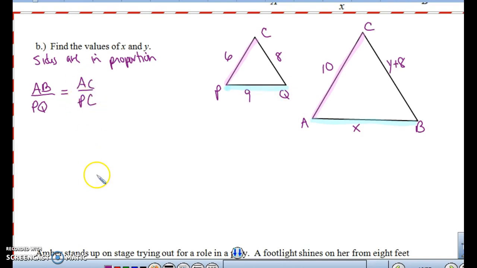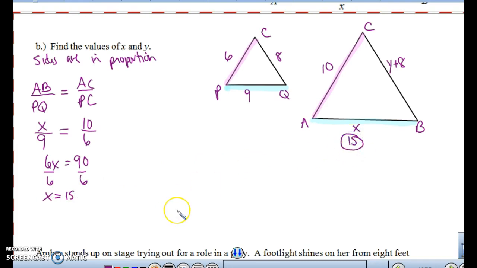Now let's plug in our values and we can find X. AB is to PQ, AB is X, PQ is 9. AC is 10, and PC is 6. Now that I've got my proportion, I just have to cross multiply. So 6x is equal to 9 times 10 is 90. Divide by 6, and that gives me x is equal to 15. So that means that AB is 15.